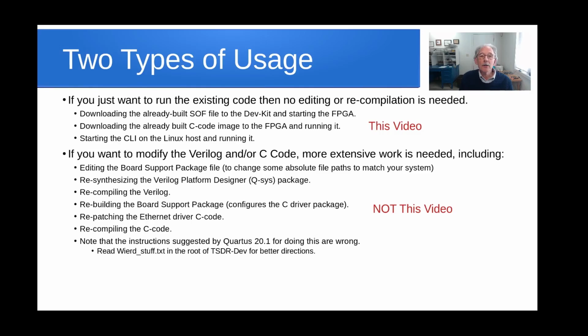There are 2 types of usage for the system. If you just want to run existing code and you don't want to edit or recompile, then you can use the already built SOF file to the dev kit and start the FPGA. You'll download the already built C code image to the FPGA and run it, and you'll start the CLI on the Linux host and run it. And that's the purpose of this video.